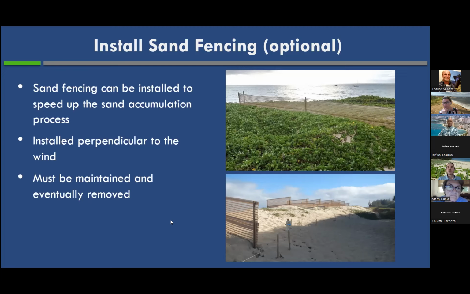Some of the trade-offs with this product is that it has to be maintained or it starts to look a little ratty, and eventually it has to be removed or it'll get buried.